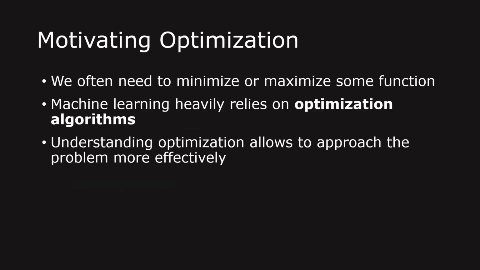And let's begin with motivating optimization. So in data science, often in machine learning problems, we often need to minimize or maximize some function. We typically refer to it as the cost function. And our task is to find the value for which it's at a minimum. Thus, this idea of optimization is very prominent in machine learning. Hence, understanding optimization will allow us to approach machine learning problems a lot more effectively.